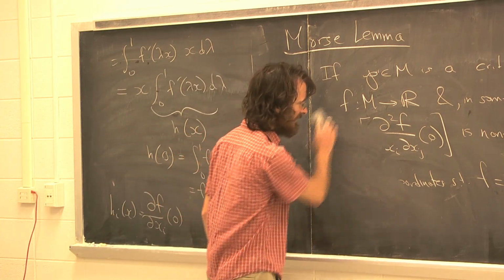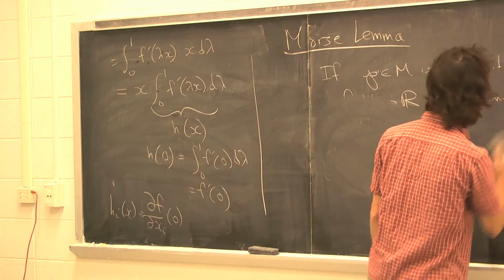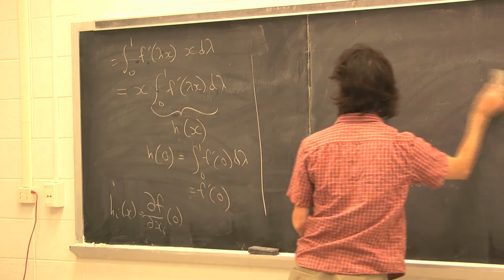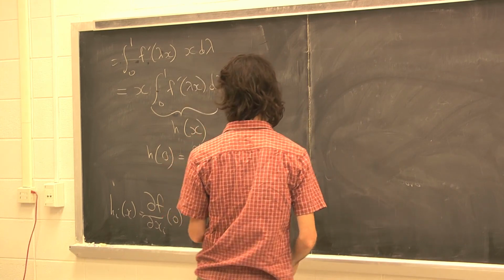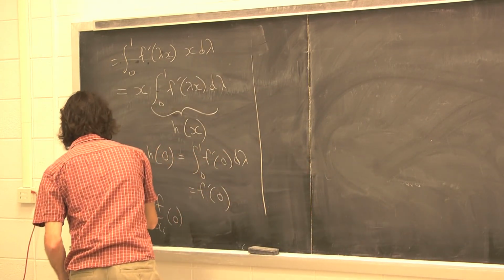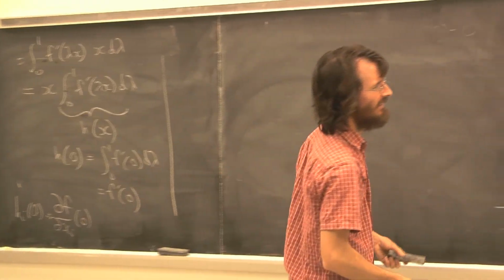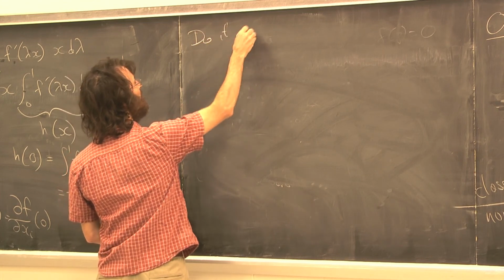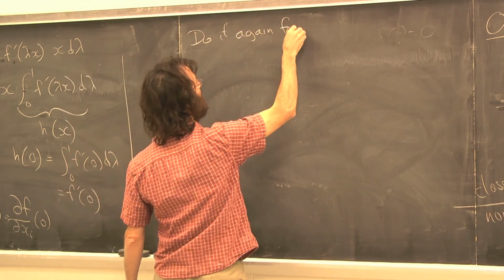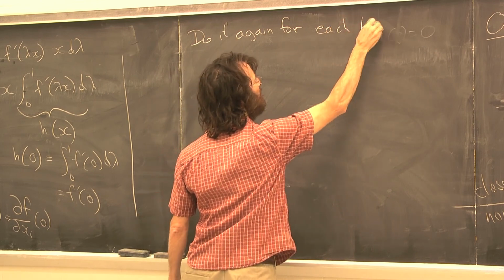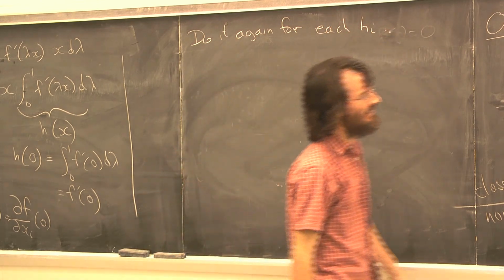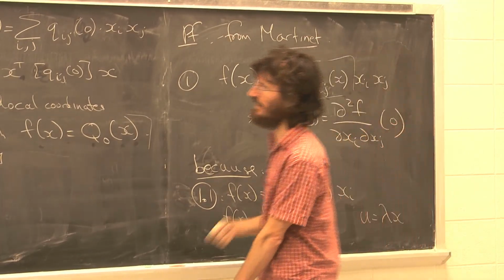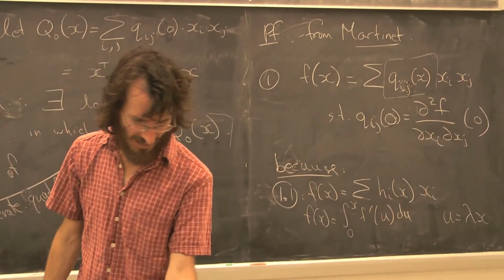And then you repeat, applying that same thing to each of those functions. You mean h_i of 0? h_i of 0, thank you. h_i of x is then obtained by integrating, and you apply it again. Each time you repeat, and that's how you get the second derivatives.